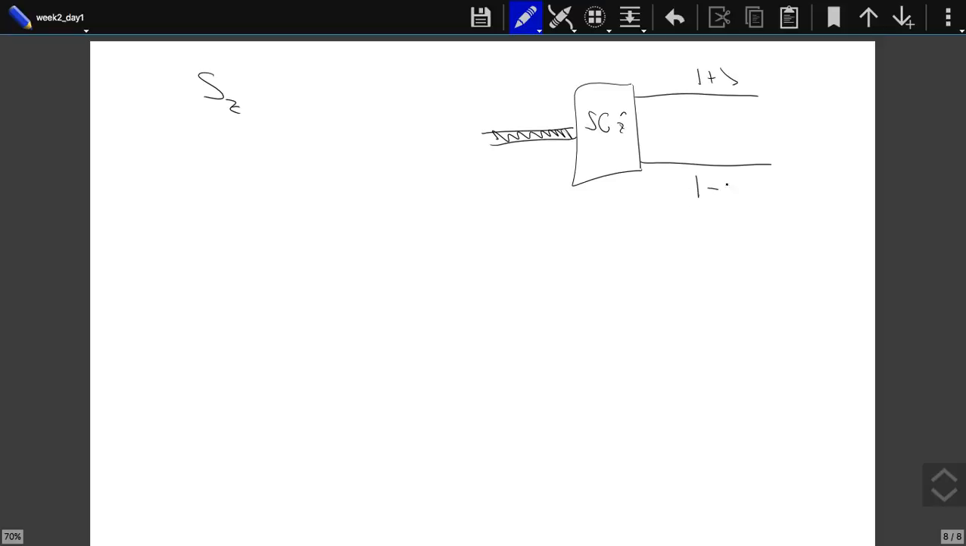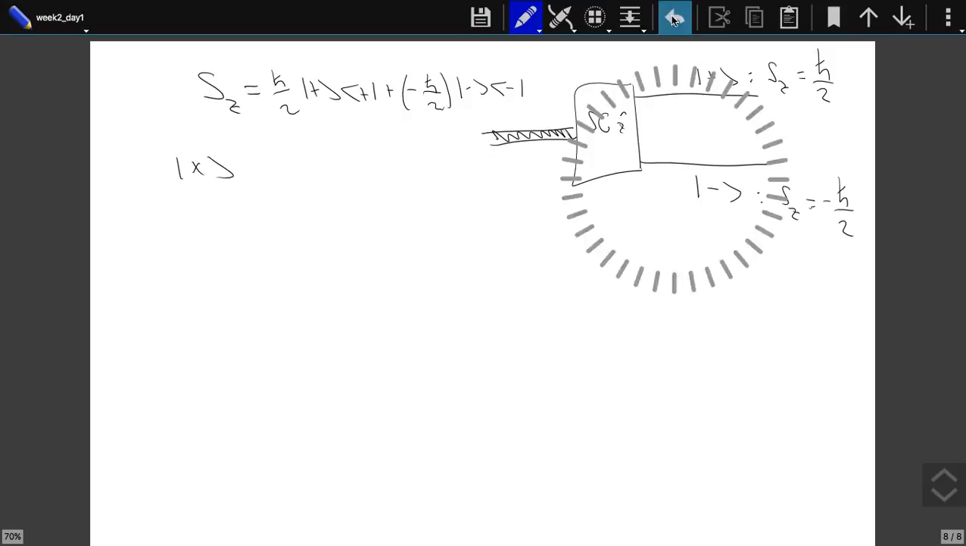So we know that this SZ operator has two eigenvalues: one is plus h bar over 2, the other is minus h bar over 2. So the SZ operator I can write as h bar over 2 |+><+| plus minus h bar over 2 |-><-|. Now these plus and minus states, we define them to be orthonormal. <+|+> equals <-|-> equals 1, and <+|-> is equal to 0.